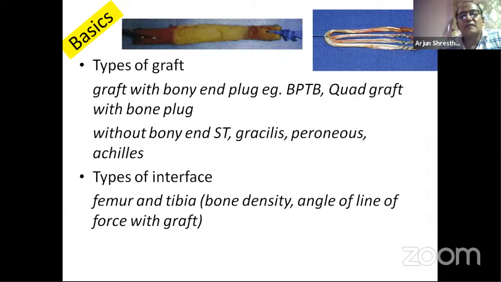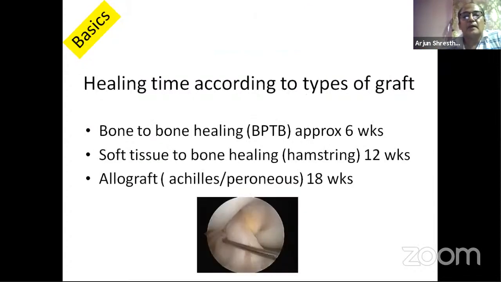And the angle of the line of force with the graft is very straight in the tibia, while in the femur the tunnel is slightly angled, so the pulling of the graft is somewhat restricted. But when the line of force is in line with the fixation, the fear of slippage is very much there. When we use bone-patellar tendon-bone, there is bone inside, so the healing will occur in the bone of the condyles. It will take around 6 weeks.